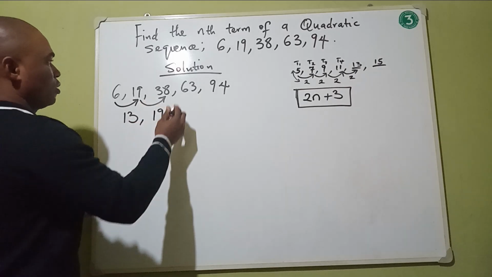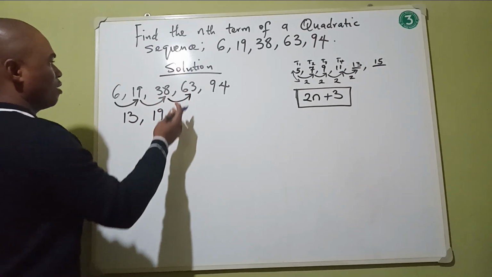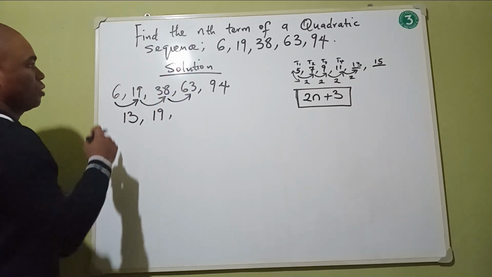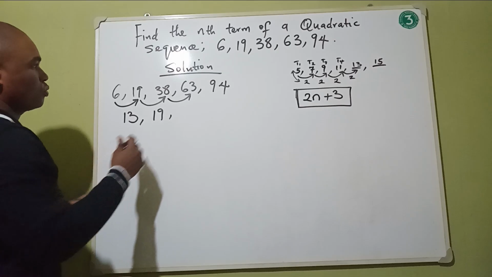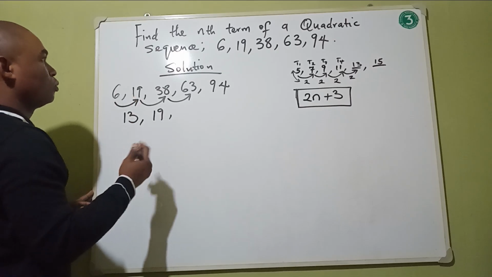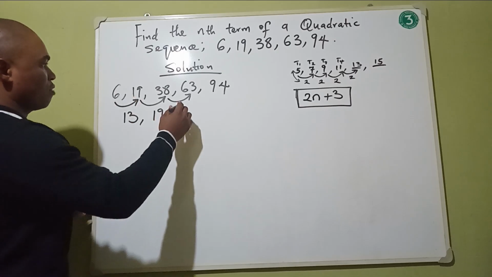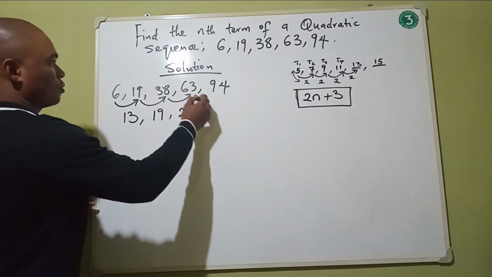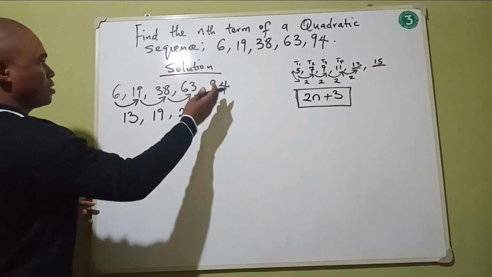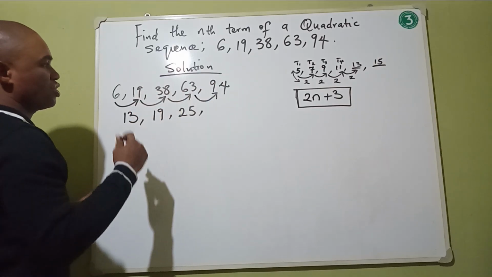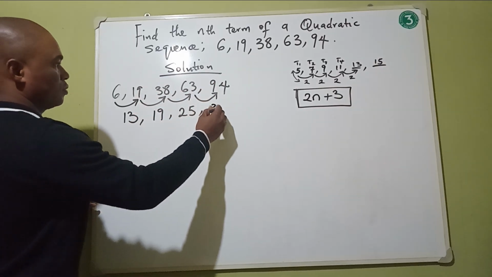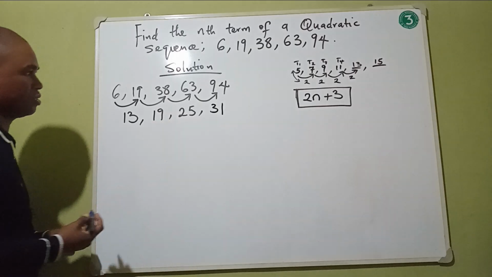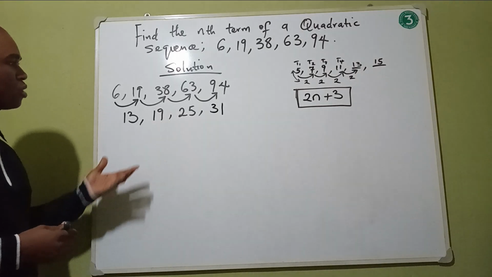Now, we have T4 minus T3. So this one will give me 25. Then T5 minus T4 will give me 31. So I'm going to have this.